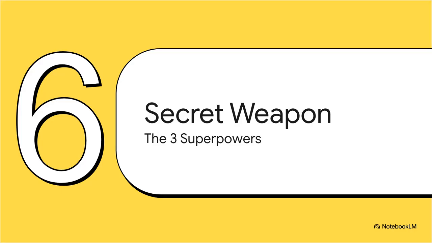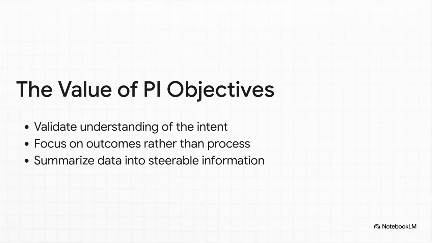So, when you put these three qualities together, you start to see it, don't you? PI objectives aren't just some boring to-do list. They become a genuine secret weapon for actually getting projects done right. So let's just recap the 3 superpowers one last time. First, they validate understanding to close that communication gap. Second, they focus everyone on the outcome, not the process, which unlocks creativity. And third, they summarize complexity, turning a data overload into clear information. And all of that together, that's your antidote to that $100,000 misunderstanding.